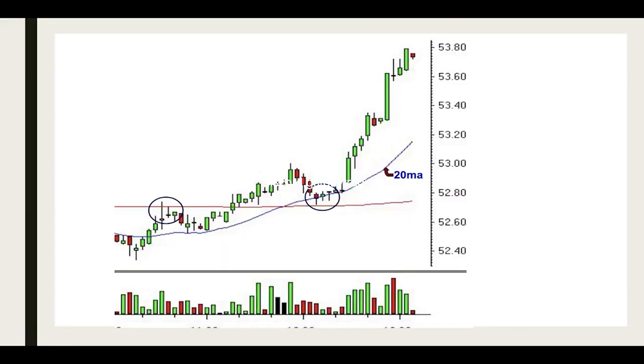Now, let's look at some examples. So right here, we hit the 200-day moving average, which is acting as resistance for the stock. We drop to look at this, the rising 20-day moving average that is under price.